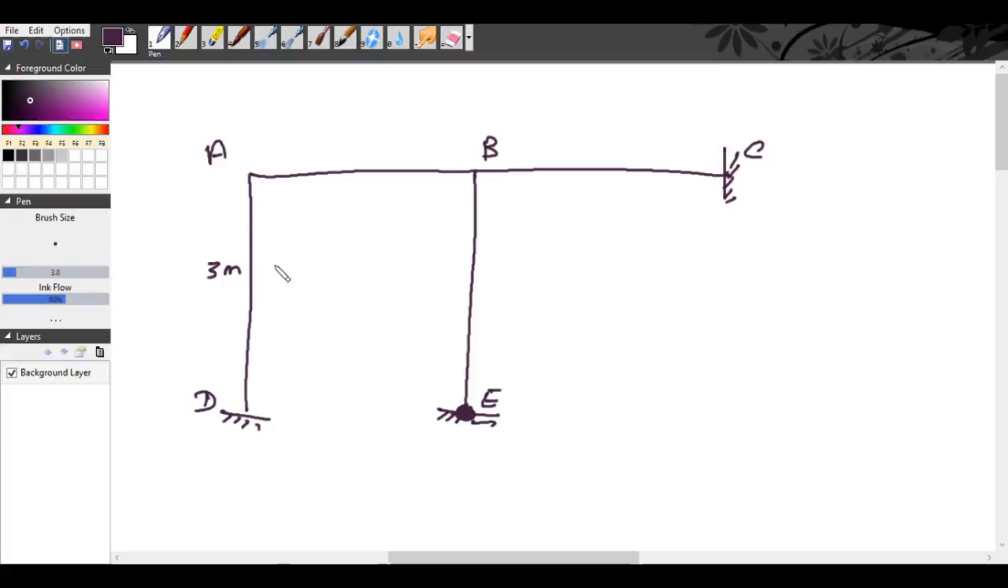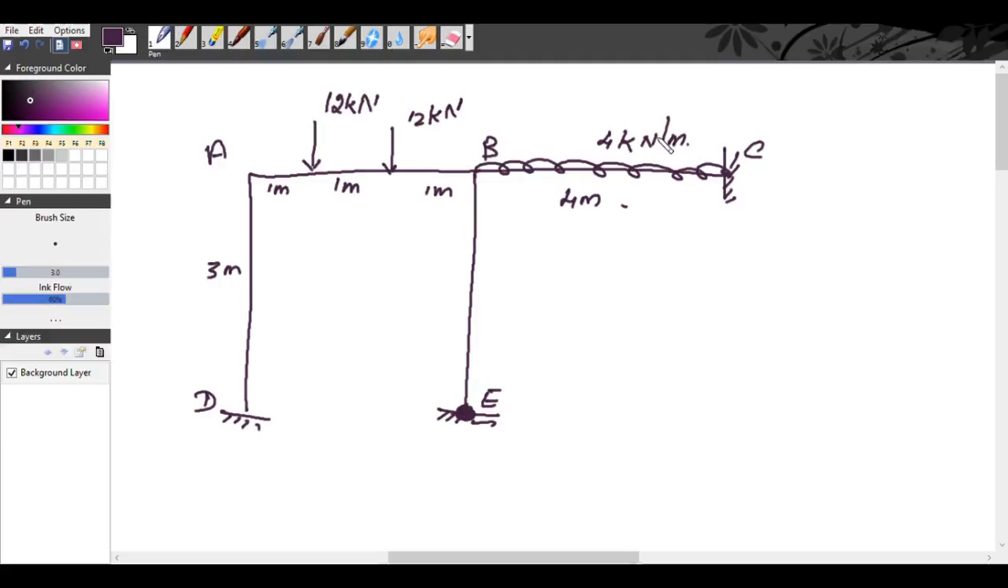You have a 12 kilonewton concentrated load and another 12 kilonewton concentrated load at a distance of 1 meter from A, at a distance of 1 meter from B. So this is 1 meter, so totally 3 meters. For BC, the span length is 4 meter. We have a UDL of 4 kilonewton per meter. And the moment of inertia I is constant everywhere, the same throughout the beam.